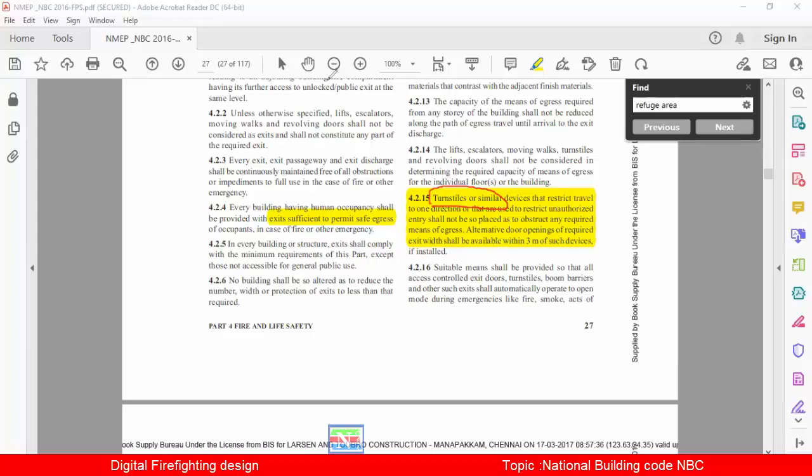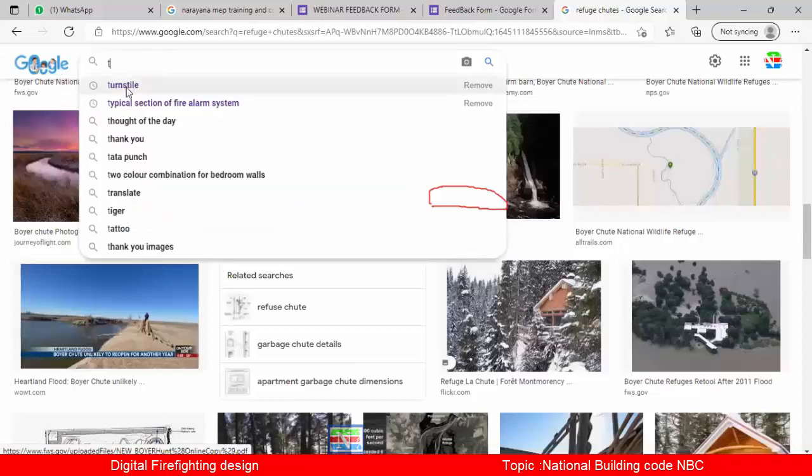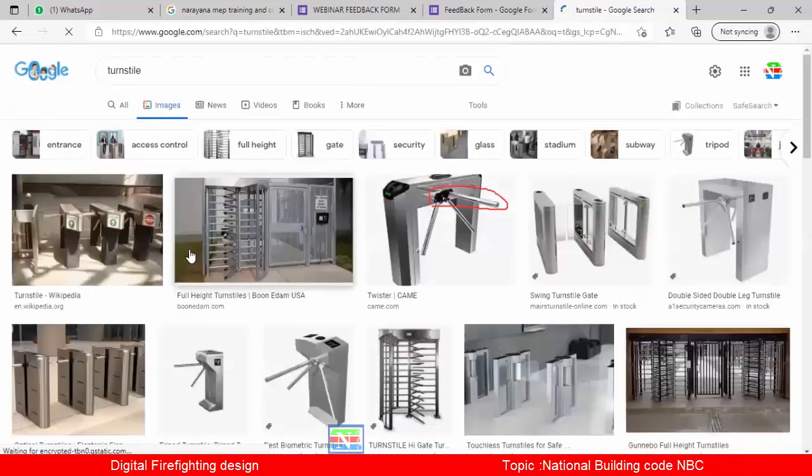Praveen? I showed it, I had shown the image of this, do you remember? Yeah, in case of fire it will automatically open.